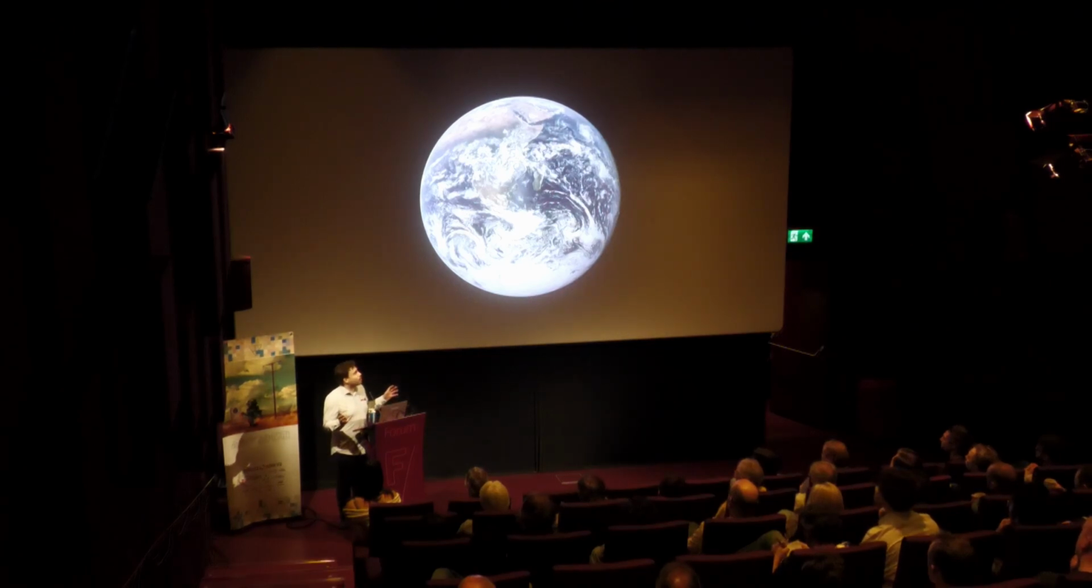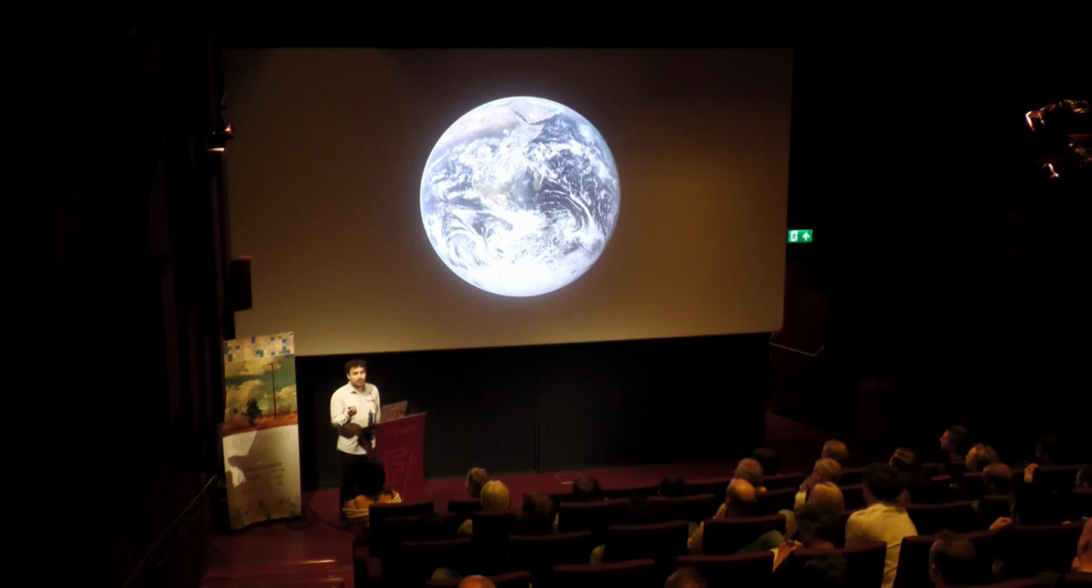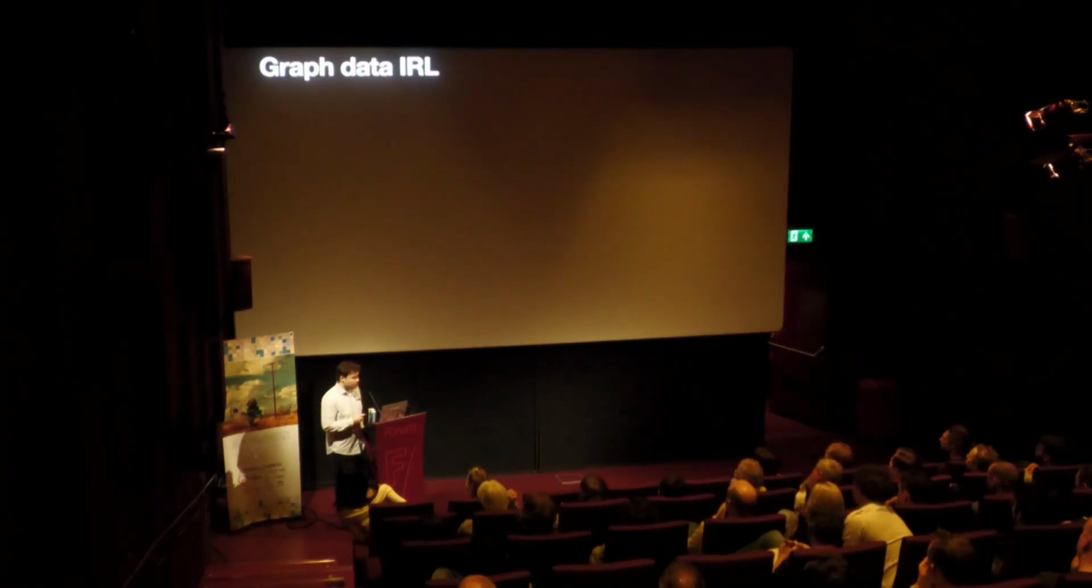Our world is shaped by the objects in it and how they interact with each other. So certain objects have relations to other objects, and they also have valuable information in that data. So what's that graph data in real life?